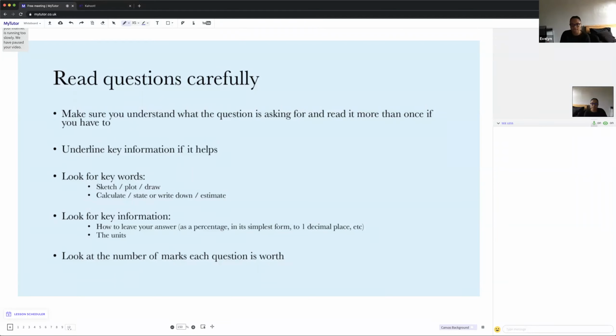Make sure you leave your answers in the correct form, simplest form, 1 decimal place. Make sure you read that in the question. Make sure you check your units. This is always a mistake everyone always makes. Always look at units and always look at the number of marks each question is worth, because it's a hint to how much working out you need to do. If it's worth 5 marks and you've written down 1 line, you've probably not gotten 5 marks.